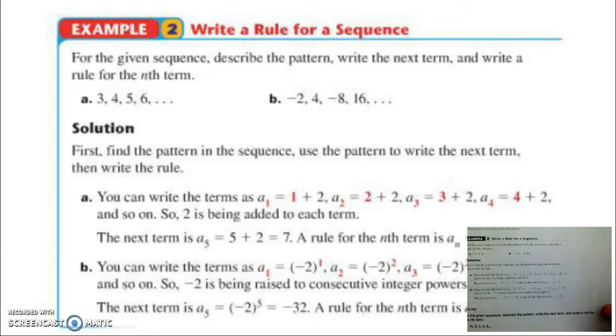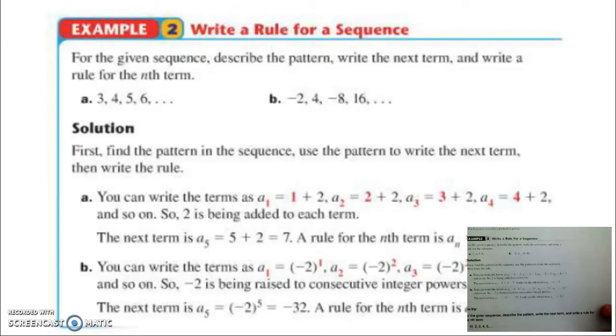In example B, negative 2, 4, negative 8, and 16. So in term number 1, I multiplied by negative 2. In term number 2, it looks like I multiplied by positive 2. Term number 3, well, what did I multiply 3 by to get negative 8? So I'm not multiplying by the same number every time. I can see I'm not adding the same number every time. But 2, 4, 8, 16, I recognize those as powers of 2.